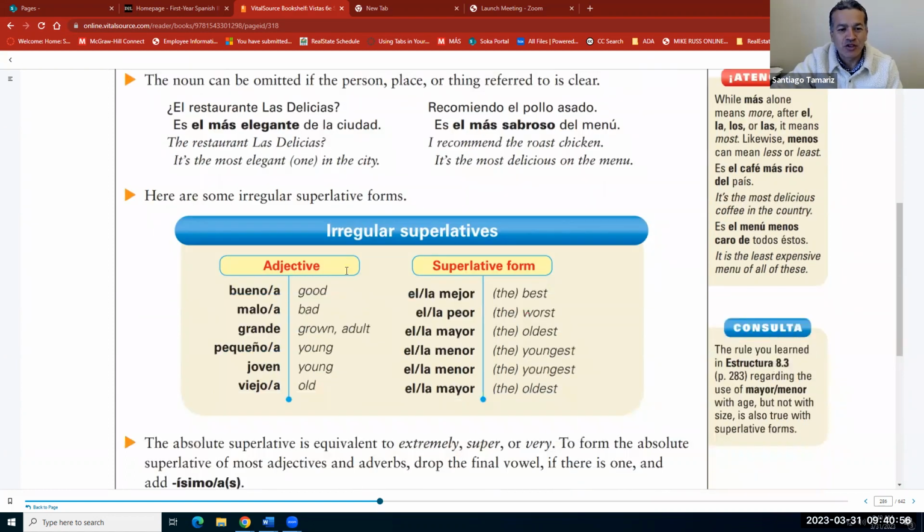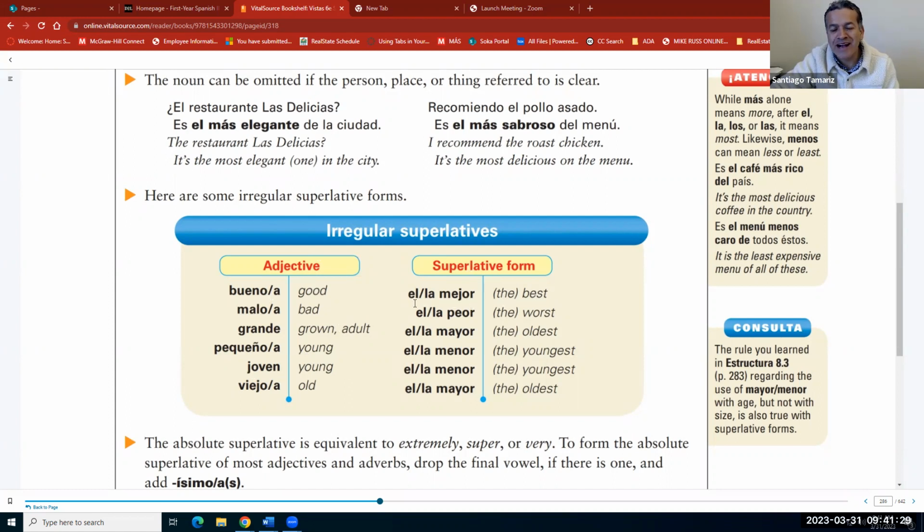Here, there are some irregular superlative forms. Yeah, this is very important. You guys need to remember, and we're going to practice in the classroom, of course. But here, they are adjectives, and this is a superlative form. This is the regular form, in other words, the regular degree, and this is how it becomes irregular when you use it as superlative. For example, bueno or buena means good, but the best is el mejor o la mejor.